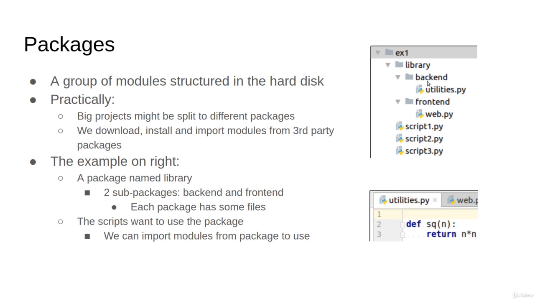We call library here a package, but backend is called a sub package, and so on. We can have sub packages. It depends on the structure of the project and the needs. We can divide things. Sometimes also we download, install, and import modules from a third party. That's why a package is very important. Remember, a package is just a bunch of modules, but structured according to your hard disk in a way or another.